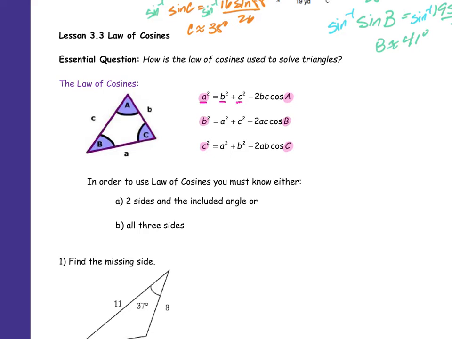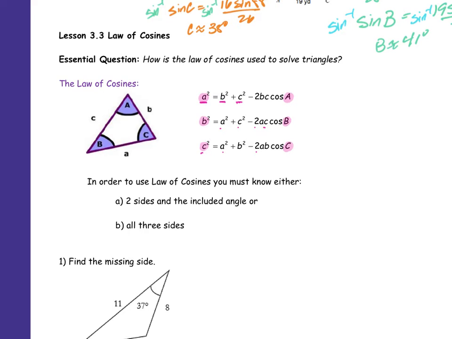If it's B squared, then it's A squared plus C squared minus 2AC. If I'm looking for C, it's A squared plus B squared minus 2AB. So the pattern is the same. I'm looking for one side: it's the 2 other sides squared, minus 2 times those 2 sides, times the cosine of whichever angle is opposite the side I'm looking for. The more you use it, the more you'll see, okay, I understand the pattern now.